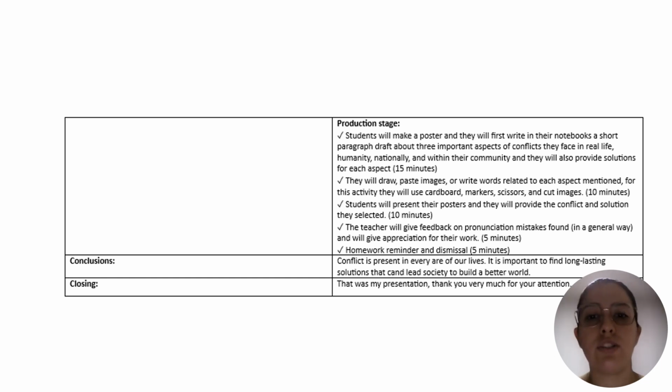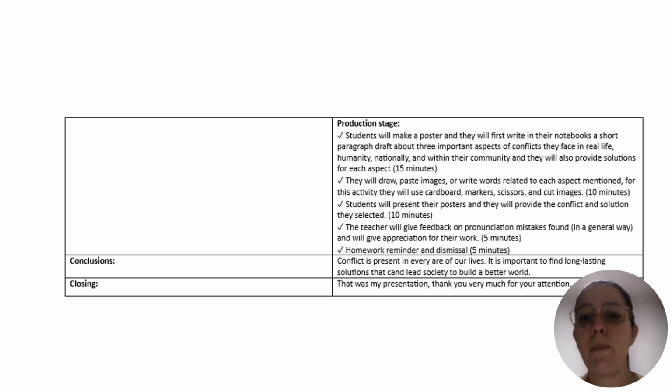Then in the production stage, the students will make a poster, and they will first write in their notebooks a short paragraph draft about 3 important aspects of conflicts they have faced in real life, humanity, nationally and within their community, and they will also provide solutions for each aspect. The idea in this production stage is that they can improve their speaking ability through this poster, and also that they can put into practice what they learned before.